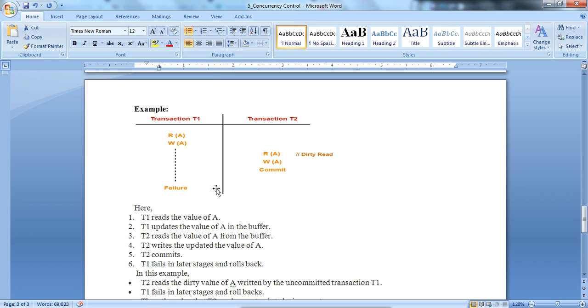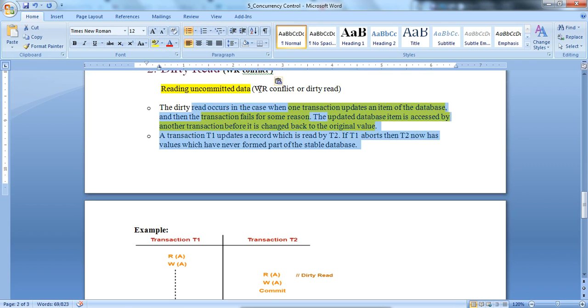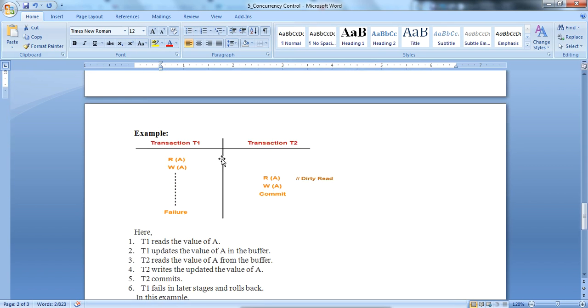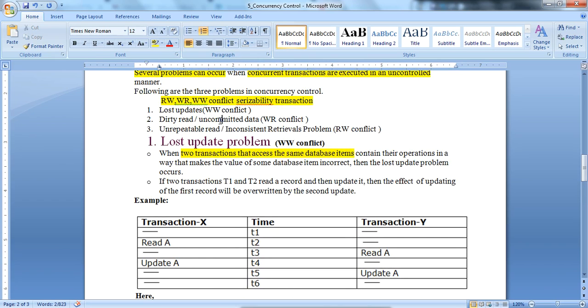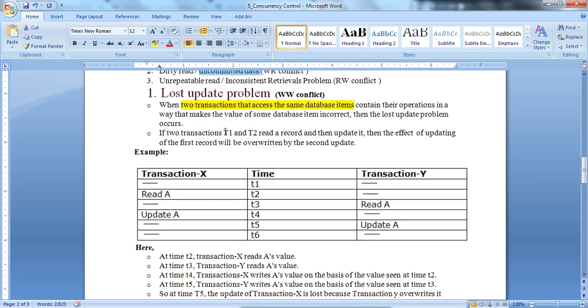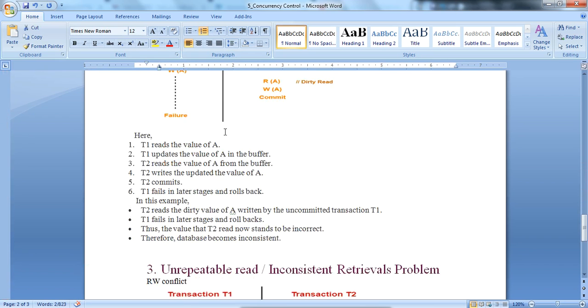Okay, that is called the dirty read, and that one is done with uncommitted data. Why is it a dirty read? Because of the write-read conflict, reading values without them being committed. That is simply the dirty read, or the uncommitted data read, right? That is simply the example.